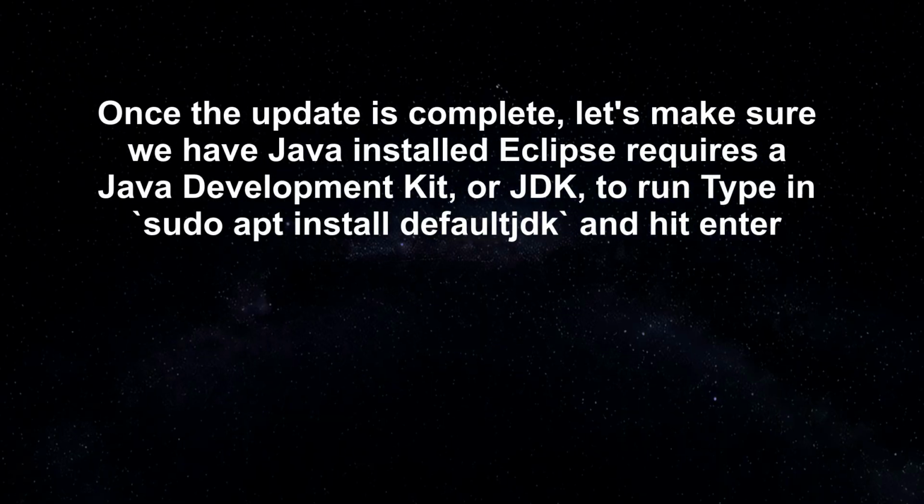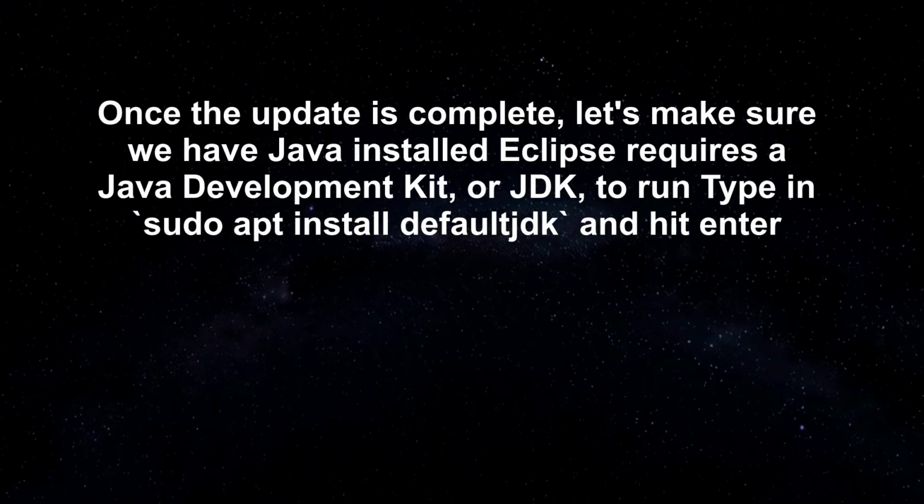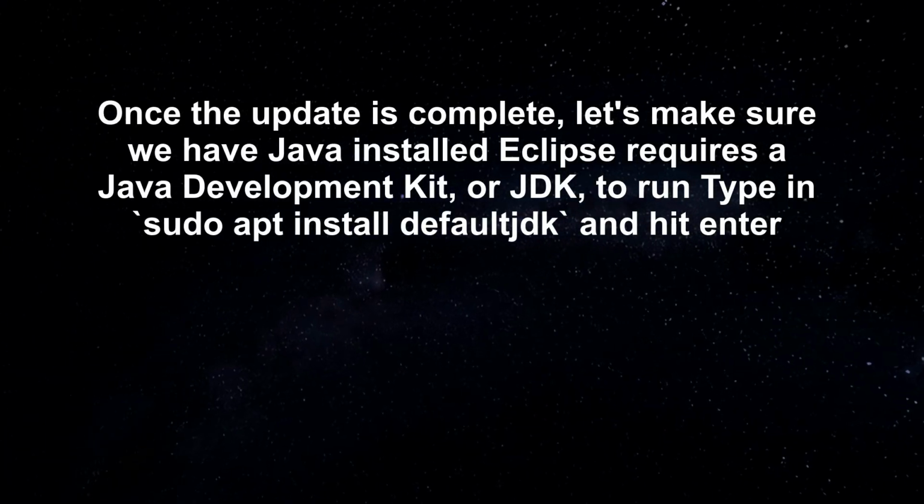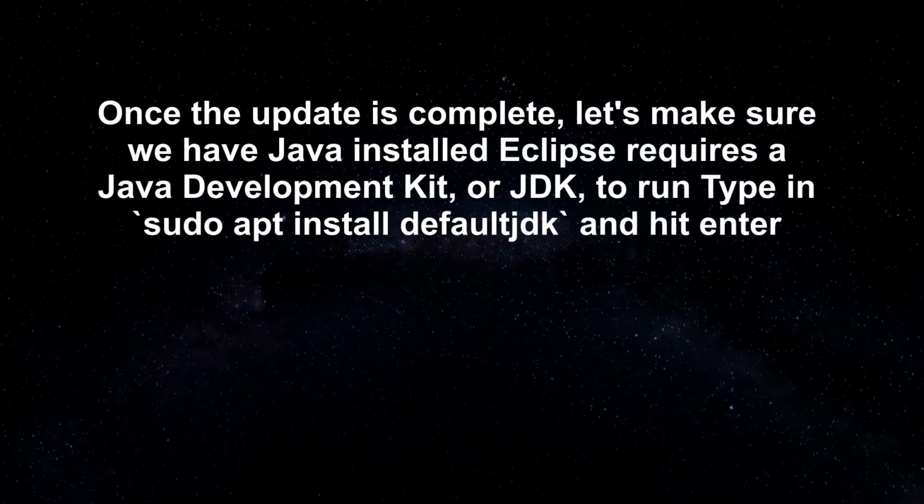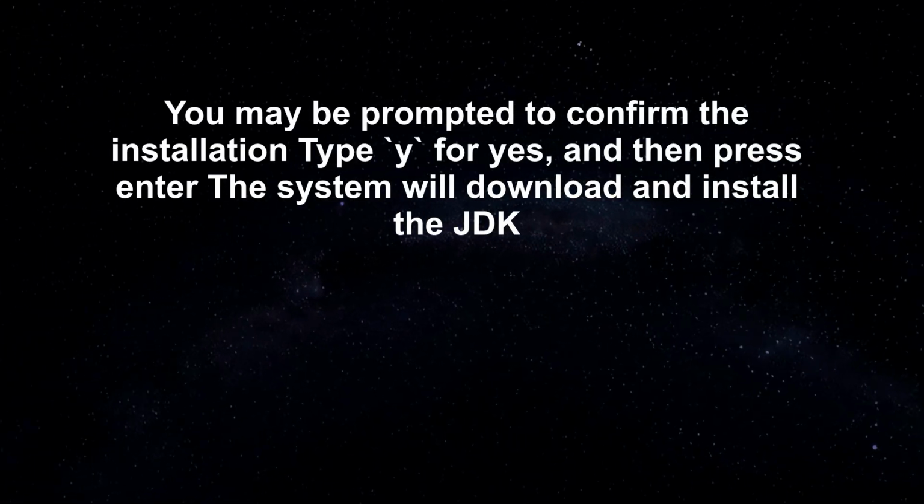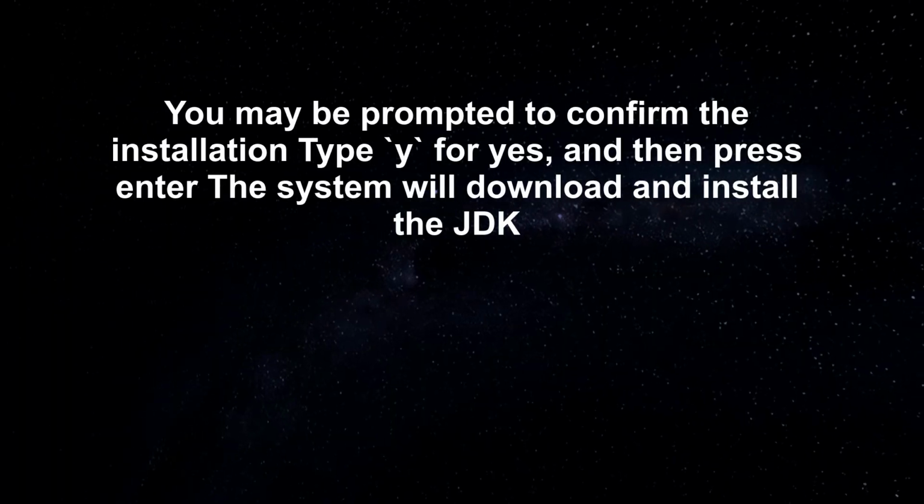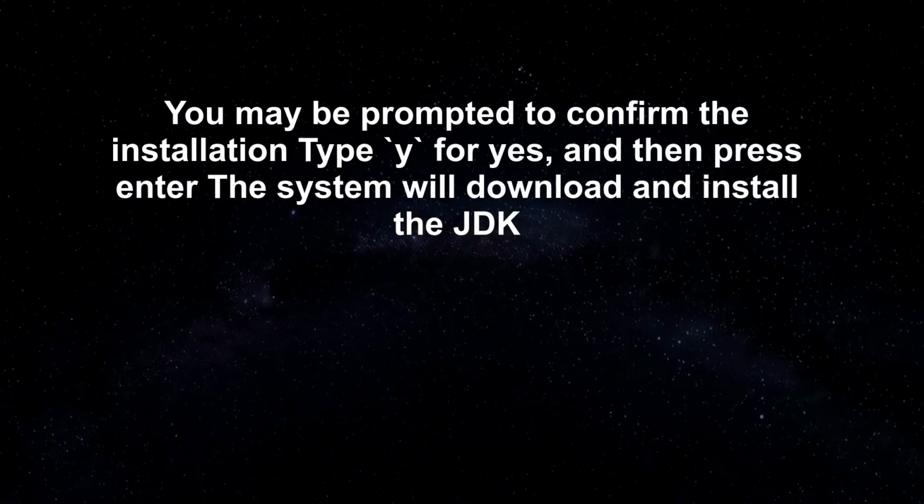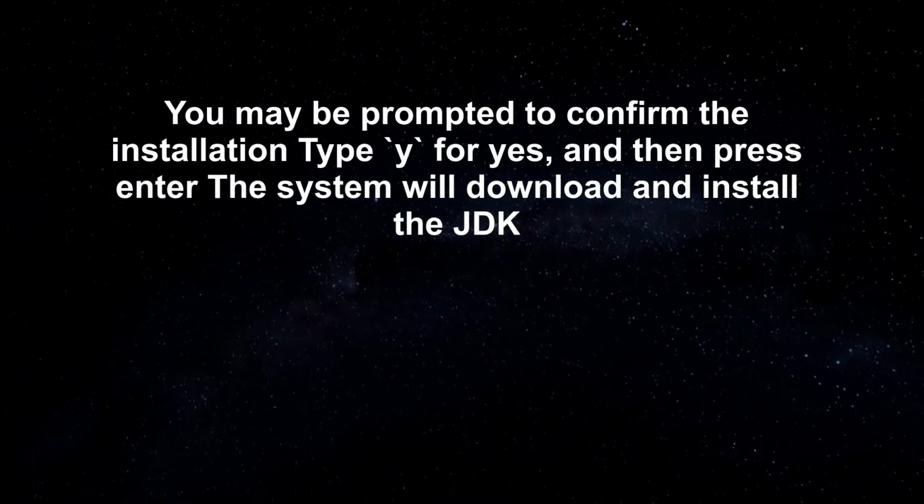Once the update is complete, let's make sure we have Java installed. Eclipse requires a Java Development Kit, or JDK, to run. Type in sudo apt install default and hit enter. You may be prompted to confirm the installation. Type Y for yes, and then press enter. The system will download and install the JDK.